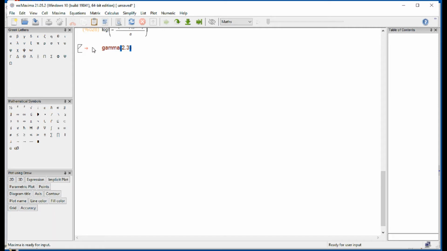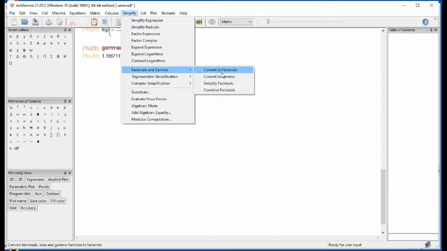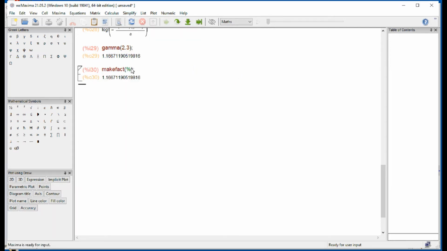Let's say gamma of 2.3, and you do shift enter. It's a function that's available. It's an advanced mathematical function that is available. It does have the property that if the argument is an integer, let's say gamma of n is equal to n minus 1 factorial, you can check that by using simplify factorials and gamma, convert to factorials, and say gamma of n shift enter. And say, okay, yeah, gamma of n is equal to n minus 1 factorial.